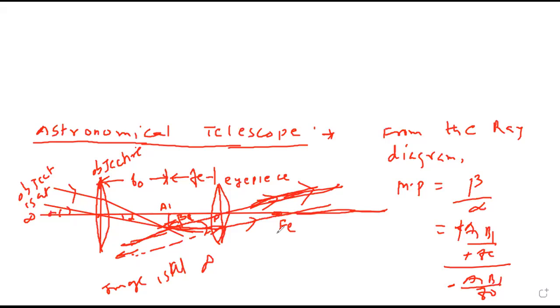Ray diagram done? Done, sir. Okay, then write from the ray diagram, magnifying power beta upon alpha is A1 B1 upon Fe, A1 B1 downward so negative, Fe left negative. And then for alpha, A1 B1 downward negative and Fo right, therefore positive. Is the ray diagram clear for everybody? Yes, sir. Beta upon alpha, write properly.